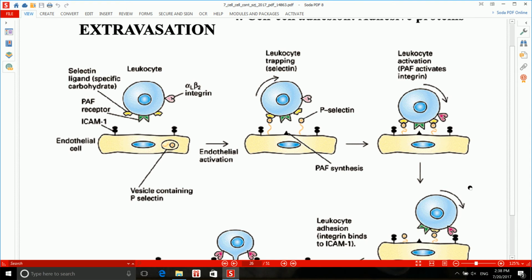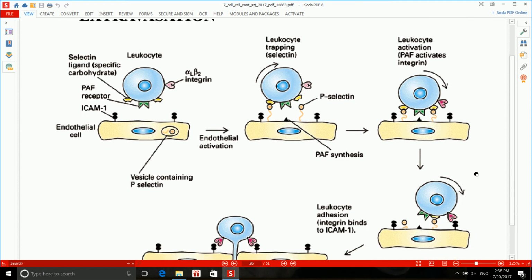So, what is extravasation and what exactly happens during extravasation? Well, extravasation is the process in which white blood cells or leukocytes go from the blood vessels to tissue to perform their action, to perform defense mechanisms. And we are now going to talk about how that process of extravasation occurs.